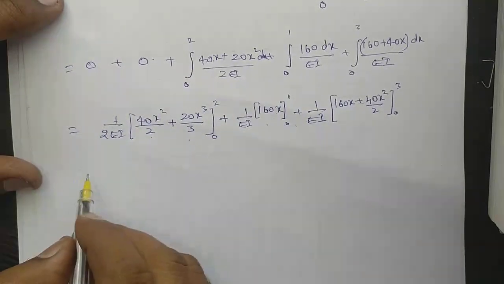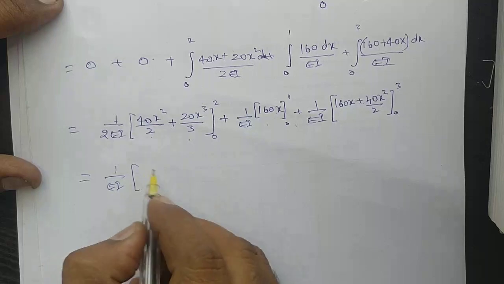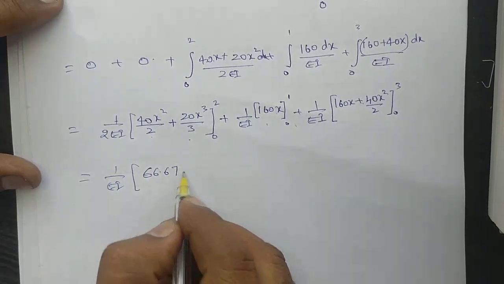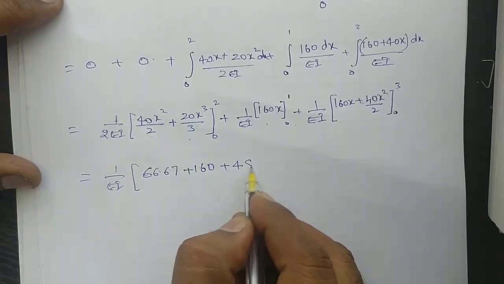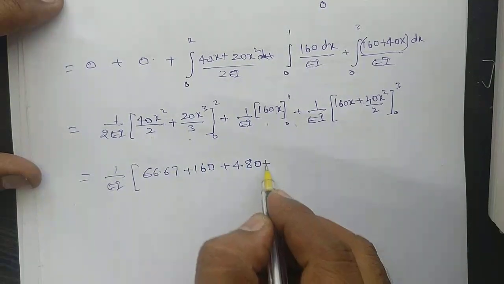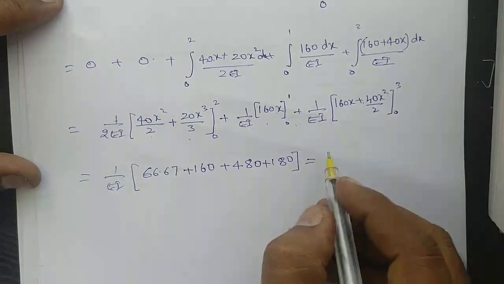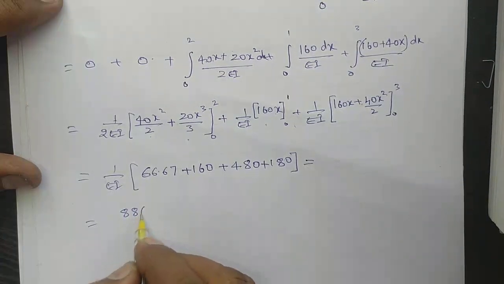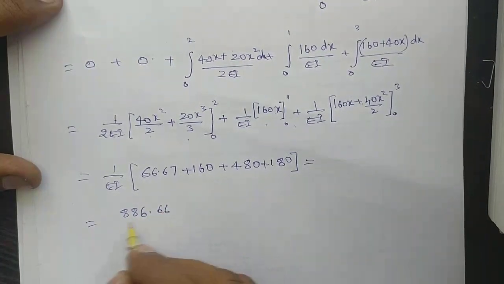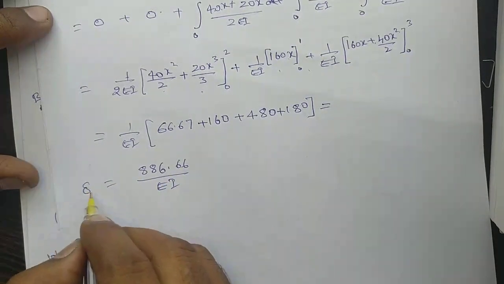So when we do the simplification, we will be getting 1 by EI into 66.67 plus 160 plus 480 plus 180. This comes to 886.66 by EI. This is your delta D.